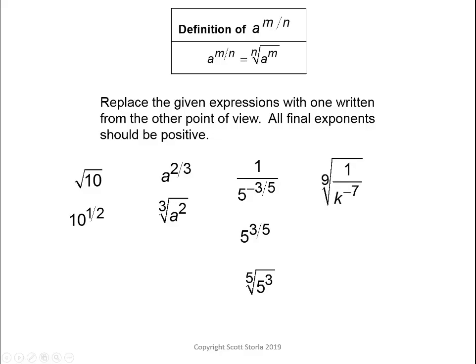And for something like this, I would begin in the radicand because that is what the order of operation says to do. If I have an exponent of negative 7 in the denominator, then I can have a base of k with a positive 7 in the numerator. And then to rewrite from radical form to exponential form, I would have k with an exponent of 7/9.